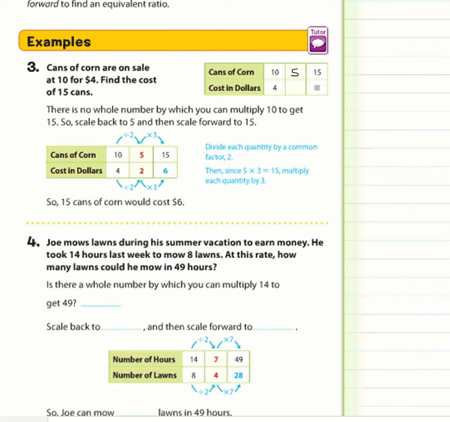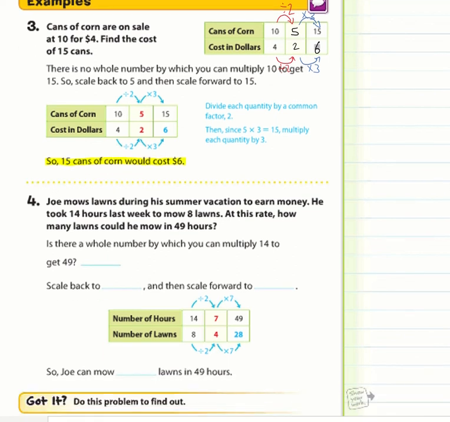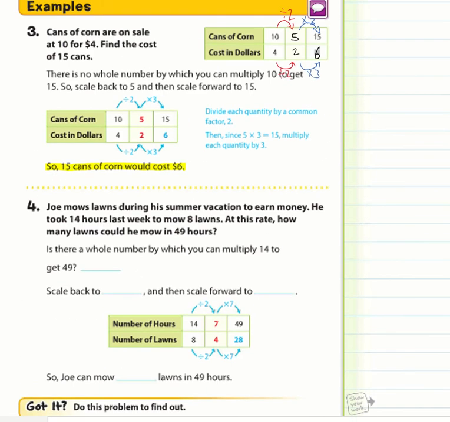So I'm going to scale down to 5. And the way I'm going to do that, we'll do multiplication in blue and then division in red. So I'm going to have 10 divided by 2 equals 5. So I'm going to do the same thing down here, divide by 2. 4 divided by 2 is 2. Now that I scale down, I can scale up to get to 15 times 3. And 2 times 3 equals 6. So 15 cans would be $6. And that's scaling up and scaling down. So the main thing you want to look for is a common factor between the two.